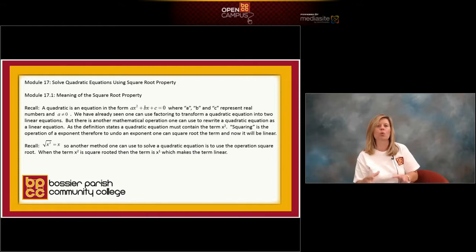How can we use the square root property to transform a quadratic equation with an x squared into two linear equations with the variable x?